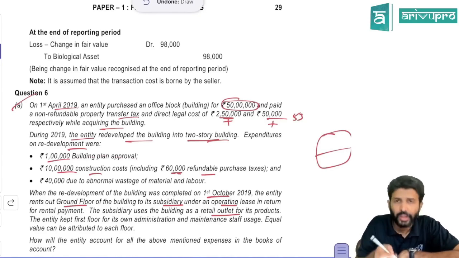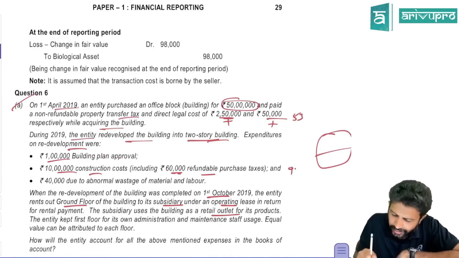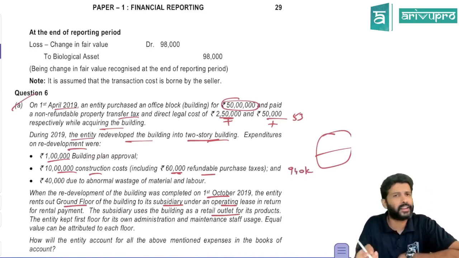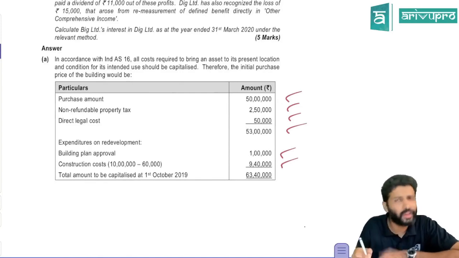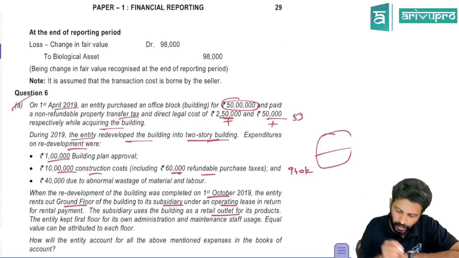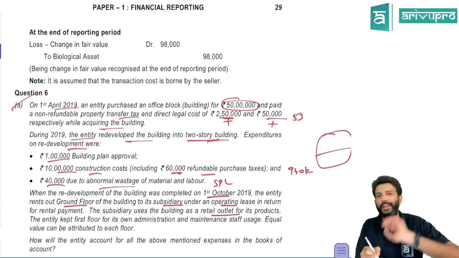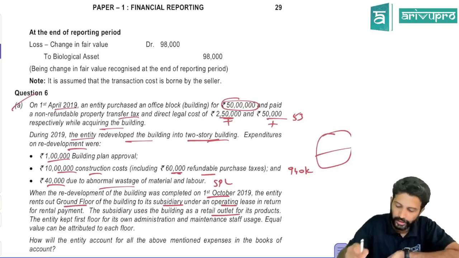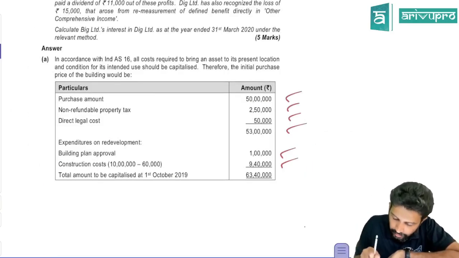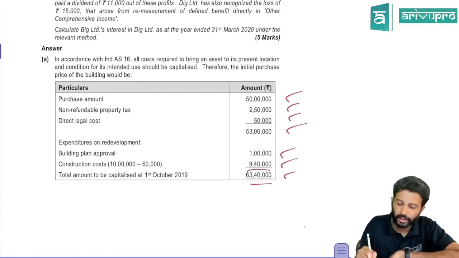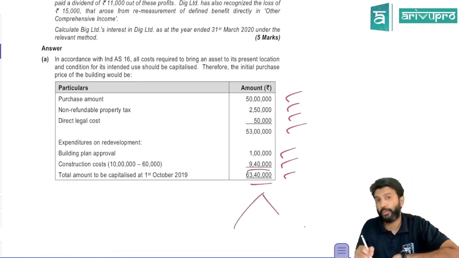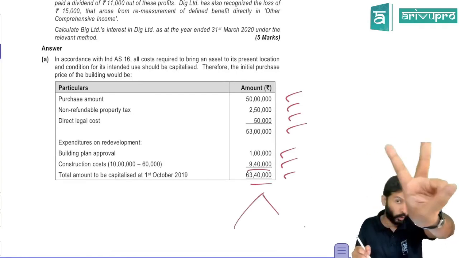Hence what we have to do? You have to either deduct 60,000 or only add 9 lakh 40,000. From 10 lakh deduct 60,000, that will be 9 lakh 40,000. Add only that. Next is 40,000 due to abnormal loss. Abnormal loss and all will go straight away to P&L. That cannot be added up, so they have not added that. So the total redevelopment cost adding all is 63 lakh 40,000. Mind you, this is not for 1 floor. This is for a 2-storied building, so this is for 2 floors.